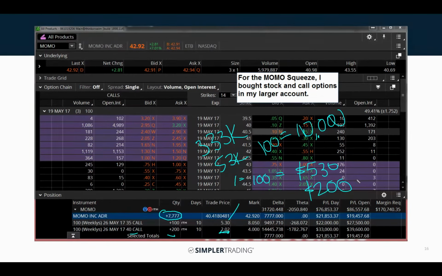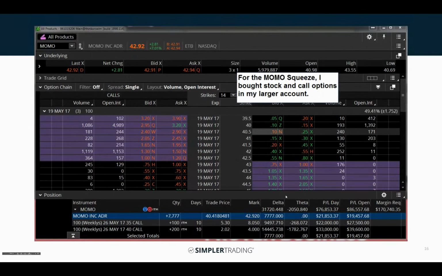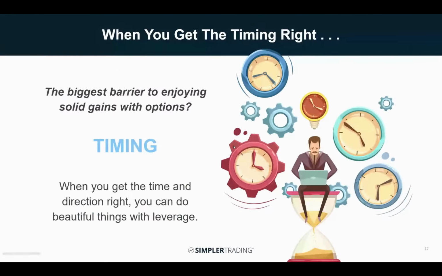So the nice thing about options, if you're newer to the concept of options, I know a lot of you are not, is that it's a way to participate in the price movement of a highly priced asset at a much cheaper price. And it works well if you know what you're doing. If you don't know what you're doing, options are the devil, and they will take your money from you because of timing. When you get the timing right, the biggest barrier to enjoying solid gains with options is timing. When you get the time and direction right, you can do beautiful things with leverage.